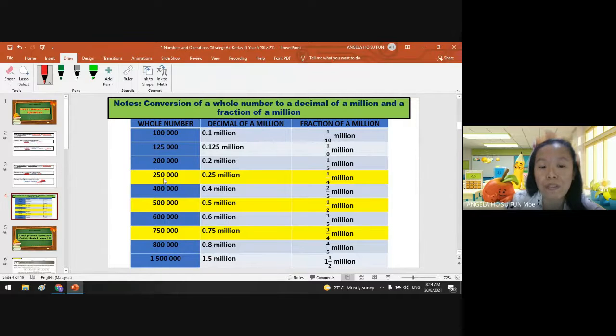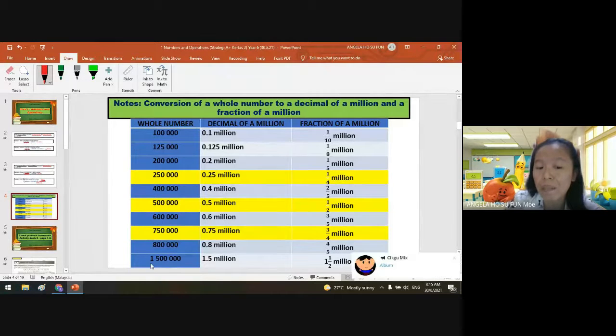So 250,000 becomes 0.25 million, which equals 1 over 4 million. 400,000 becomes 0.4 million, which equals 2 over 5 million. 500,000 equals 0.5 million, which equals 1 over 2 million. 600,000 is 0.6 million, which equals 3 over 5 million. 750,000 becomes 0.75 million, which equals 3 over 4 million. 800,000 is 0.8 million, which equals 4 over 5 million.